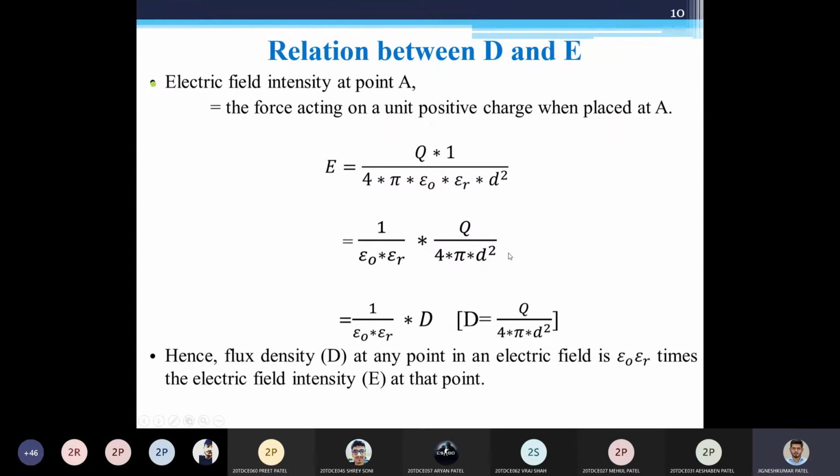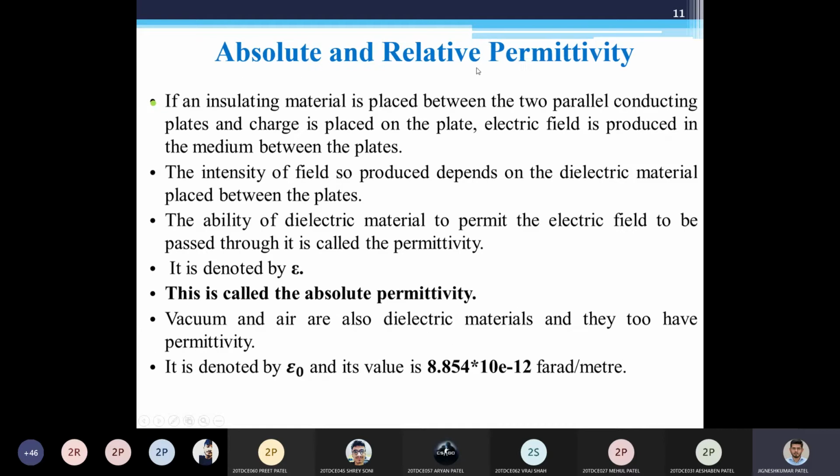It is represented with D. That's why I can say E is equal to 1 upon epsilon 0 epsilon r into D, or inversely, I can say D is equal to epsilon 0 epsilon r times E. That was the relation between D and E.